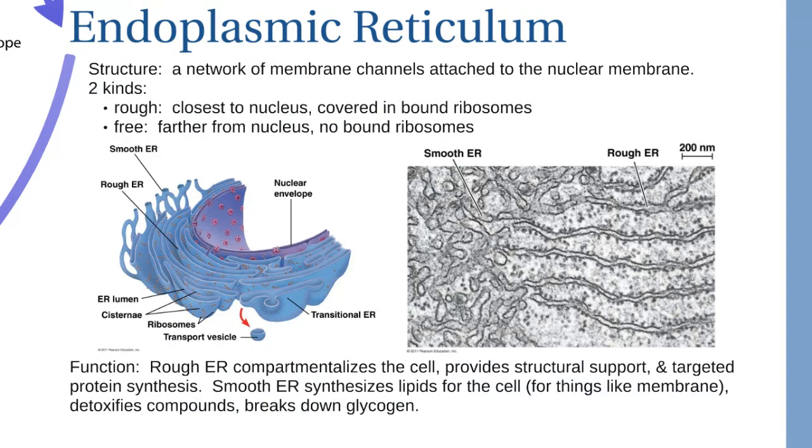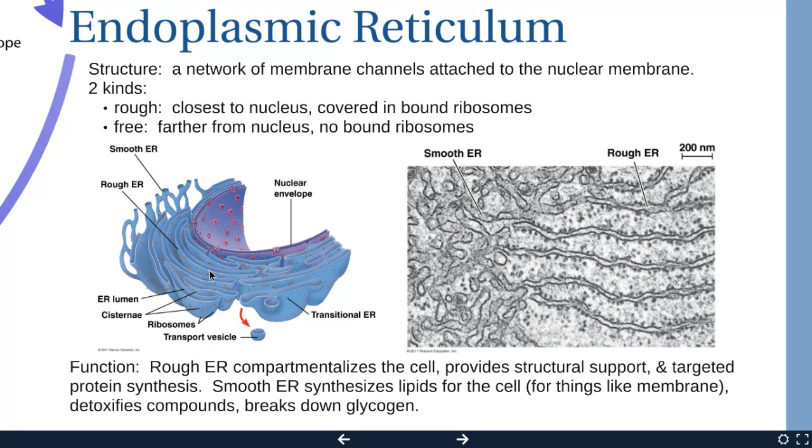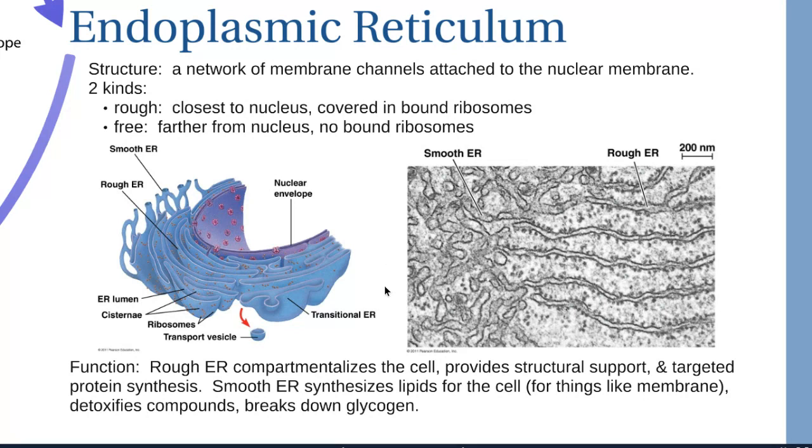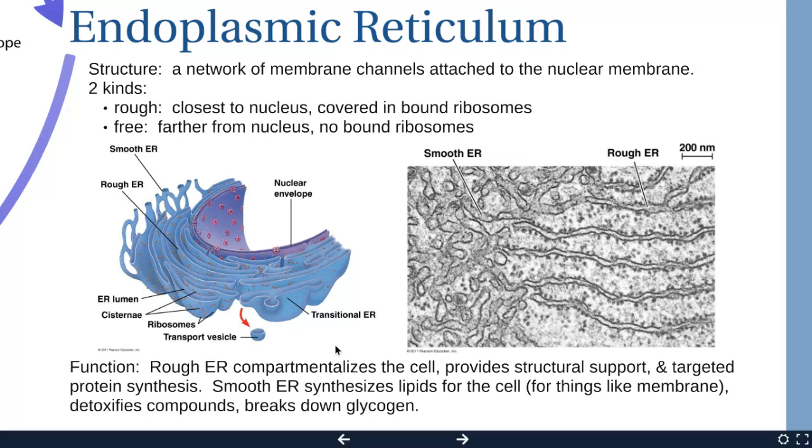Now, the endoplasmic reticulum is just like a highway almost. It's a network of membrane-bound channels attached to the nuclear membrane. There's rough with the ribosomes on it, and then there's also smooth ones further away, and the smooth ones are mostly creating and transporting lipids. That's a big job of the smooth ER.